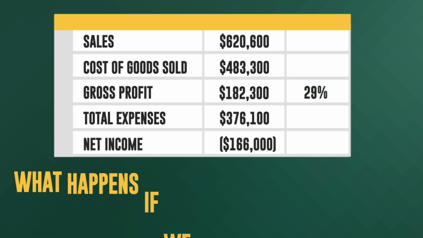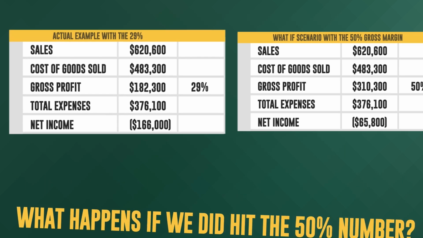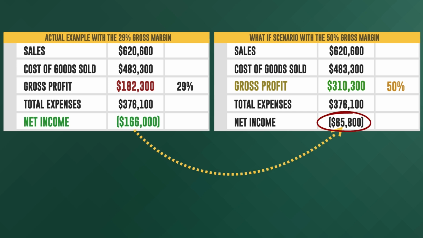I wanted to see what happens if we did hit the 50%. What would it look like if we had a 50% gross profit margin? That would give us 310K in gross profit instead of the 182 that we're dealing with. And that would actually reduce the net loss by about 100 grand. So if we had a tighter top line and better control over our direct costs going into delivering our service, then we would have a much smaller loss.